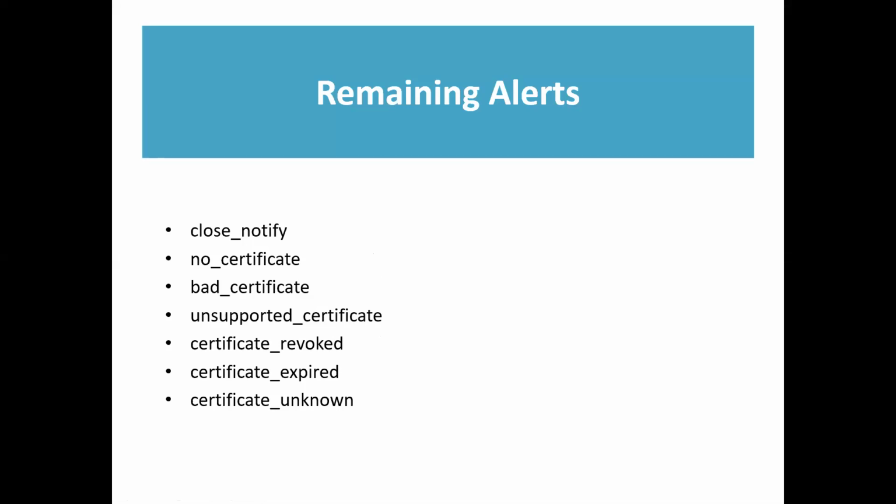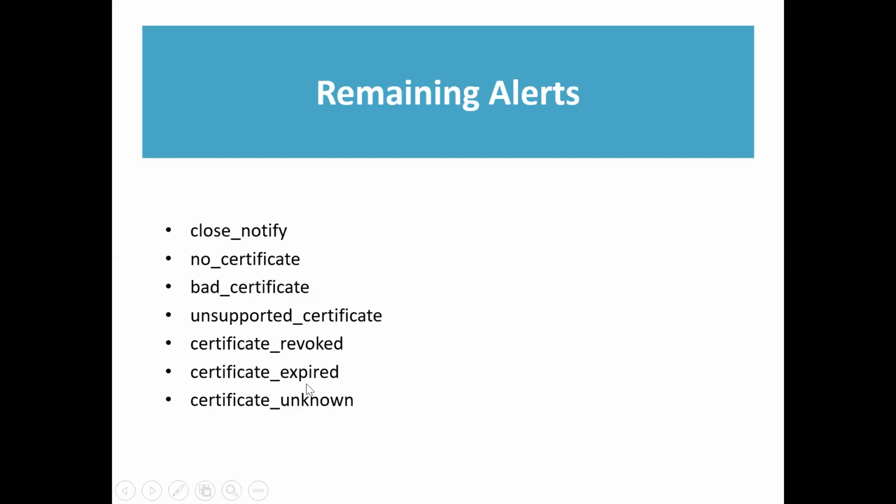Then next one is certificate revoked. For each and every certificate there is an expiration period. Before that we need to revoke the certificate. If it is not done, it's going to send the message certificate revoked. Next one is certificate expired. If the certificate is expired and was not revoked earlier, it's going to send the message certificate expired.